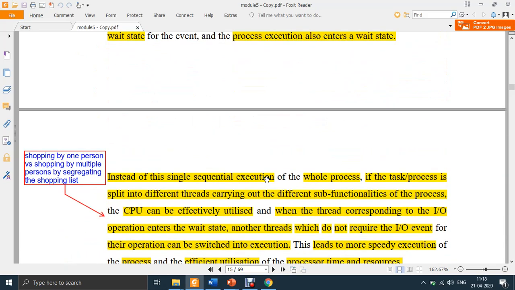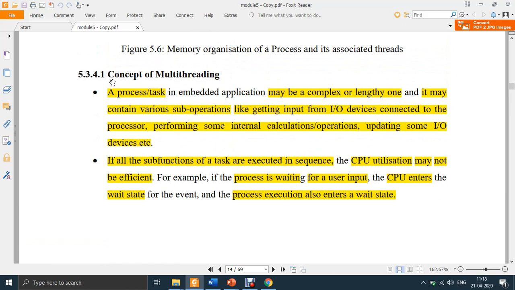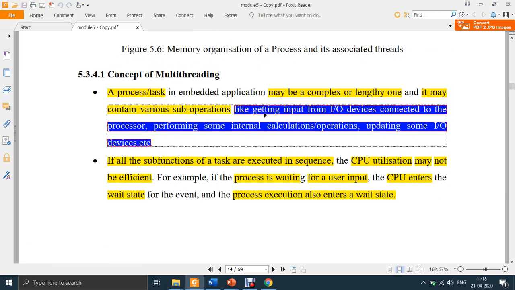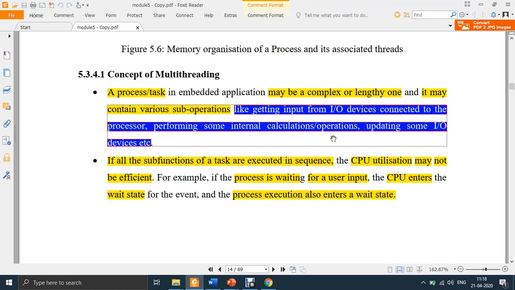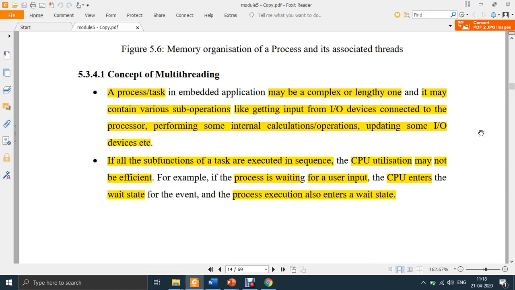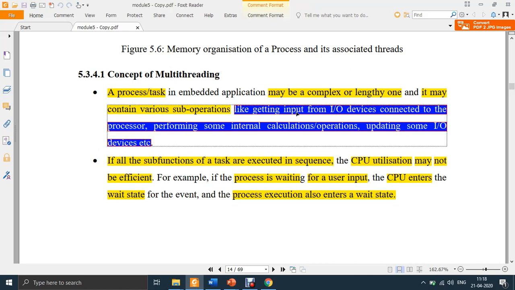So instead of that, what we will do is split the process into multiple tasks. We'll not do it sequentially, we'll do it in parallel. The process of getting the input from the I/O device will be handled by a separate task. The calculation will be done by a separate task, and updating some I/Os will be done by another task. So instead of only one task doing all three, the process will have three tasks: the first, the second, and the third.